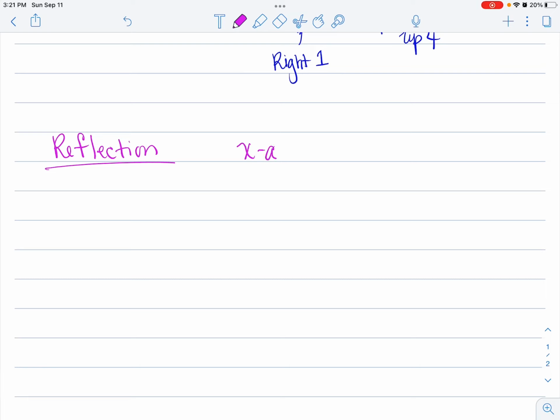So if we want to reflect it over the x-axis, so basically it's a flip up and down, then you're going to make the entire function negative. If you want to flip it over the y-axis, which is a left and right flip, then you're going to only make the x values negative.